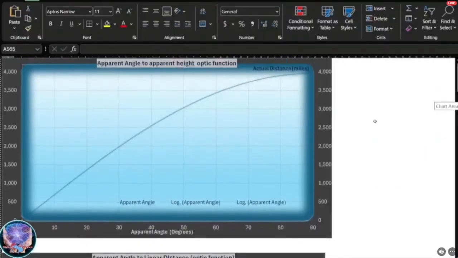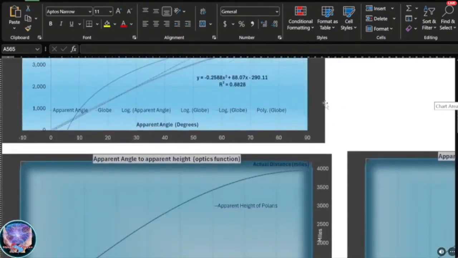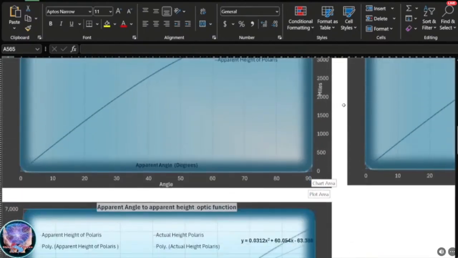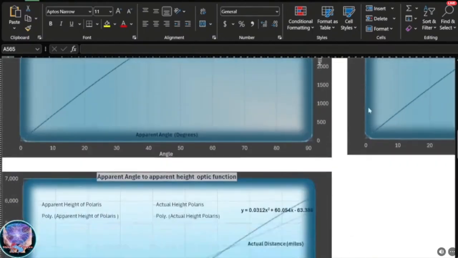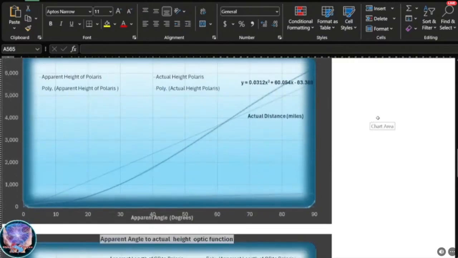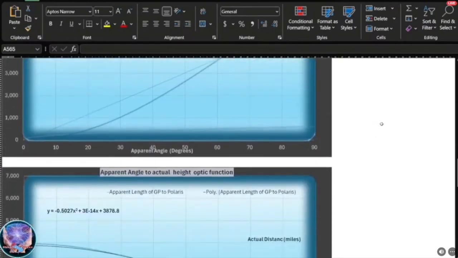So we just graphed a couple things, apparent angle to apparent height. That one looks like it approaches infinity, but not really. Here, when we have a couple different distances, we have drawn a trend line and created a function. Again, same thing here. This is kind of approaching the 6,000 miles because that would be the linear distance to Polaris.